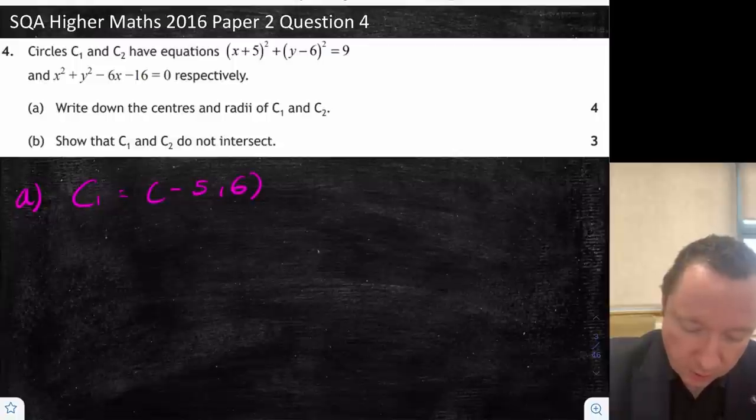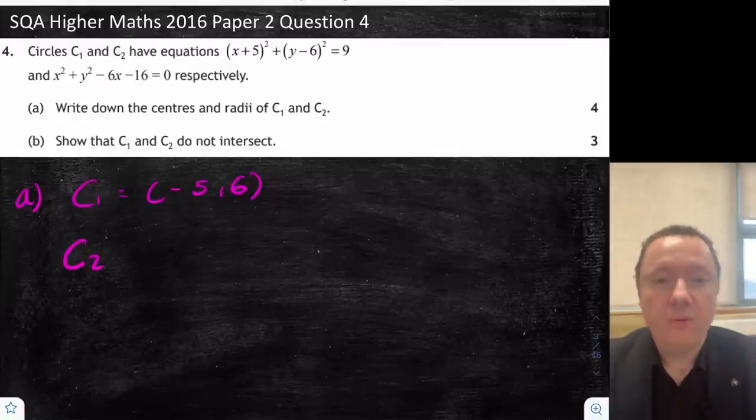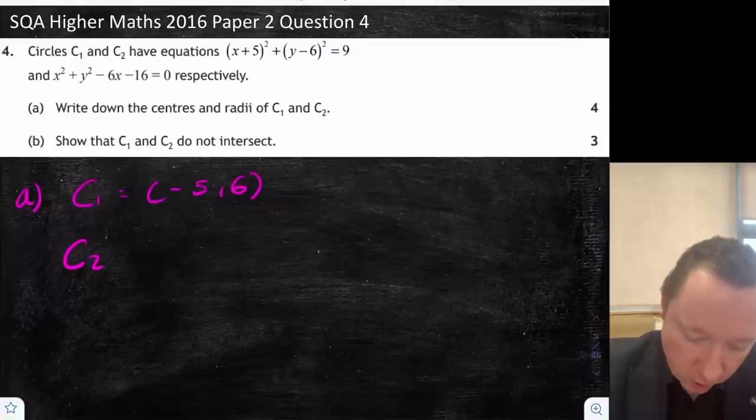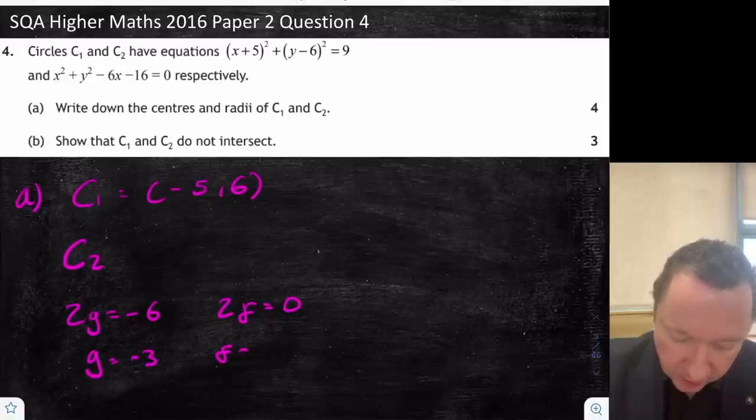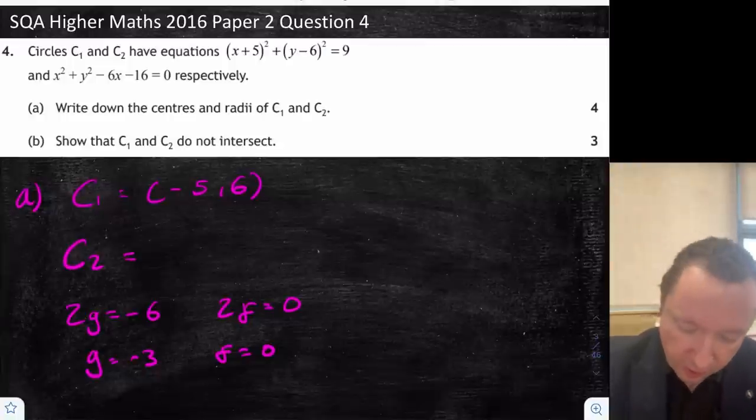And for circle 2, well, we're going to have to do some work. So we call the number in front of x 2g. So if I say 2g equals minus 6, and the number in front of y we say is 2f, well, there's no y term, so that's 0. So g is minus 3, and f is 0. And the centre is defined as (-g, -f), so that is going to be (3, 0).